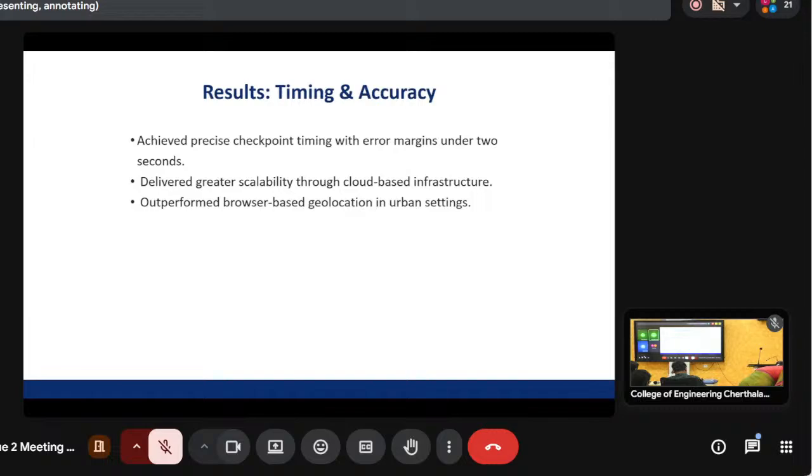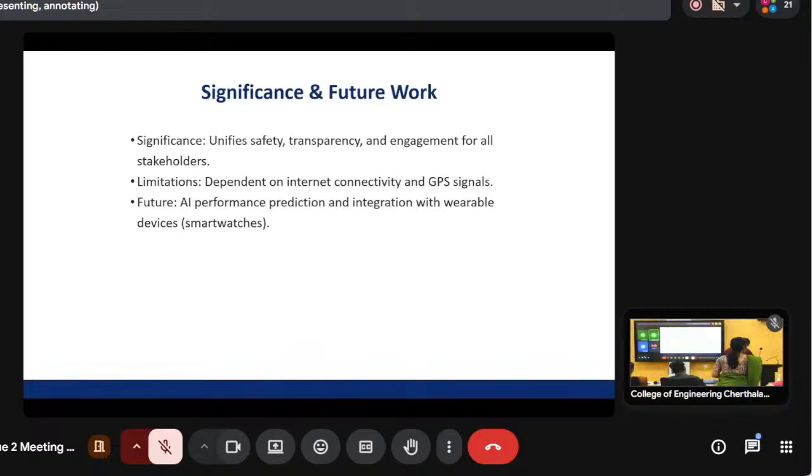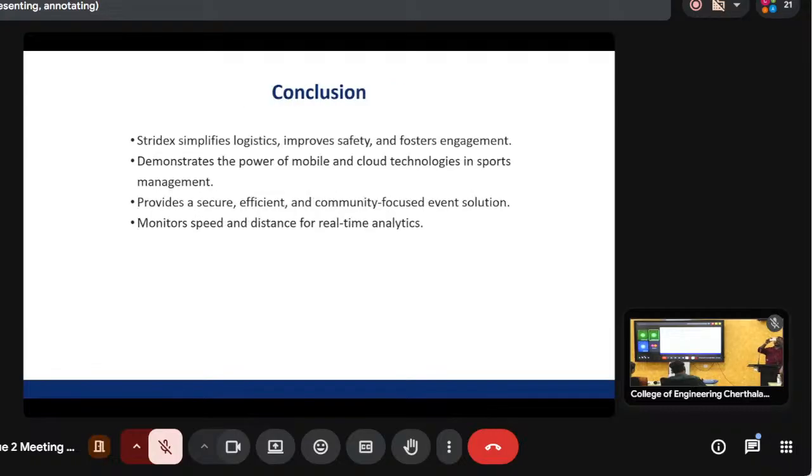In our test, we found our timing accuracy had a small error margin. While we currently rely on GPS, geofence, and internet signals, our future plan is to integrate with smartwatches and use AI to predict runner performance.